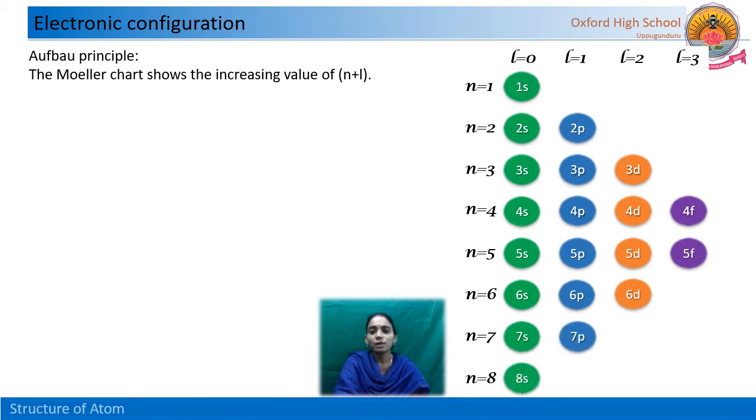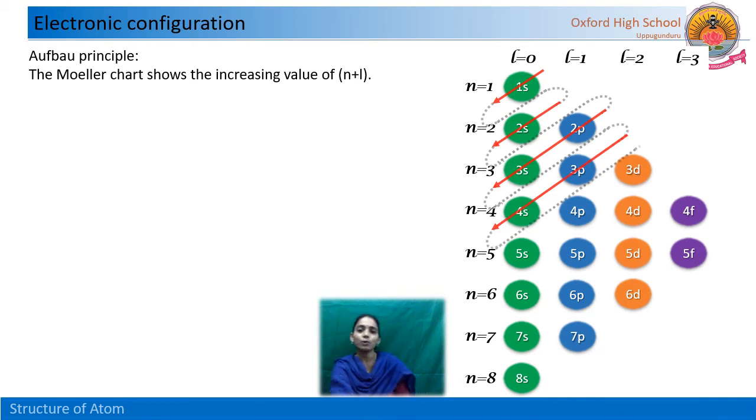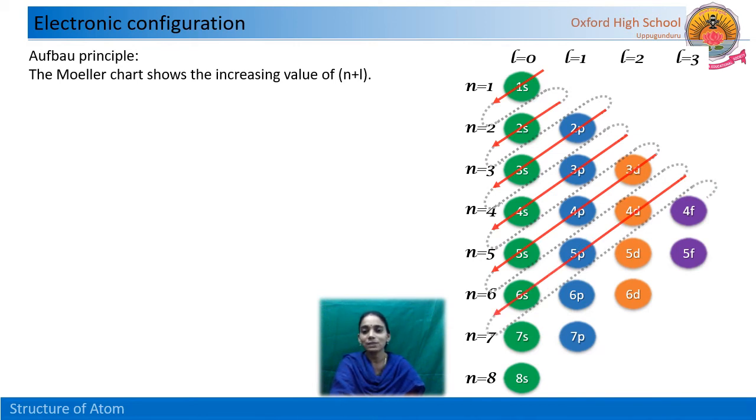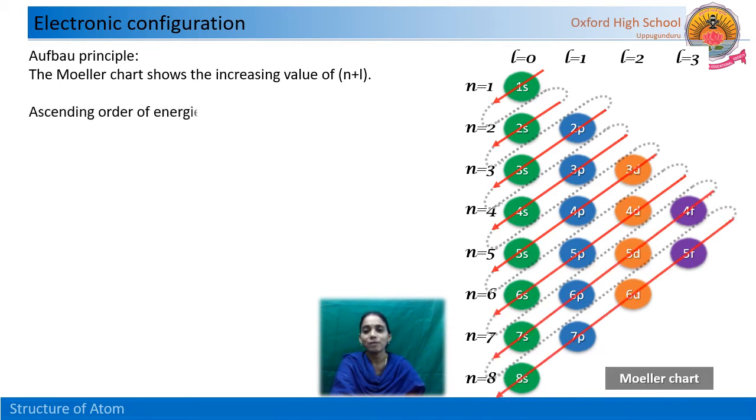First of all, which one is having the least n plus L value? It is 1s. So we have to fill the electrons in the 1s orbital. Next, electrons have to fill in the 2s and then 2p, then 3s, followed by 3p, 4s and then it goes to 3d. So this is the increasing order of the n plus L values.